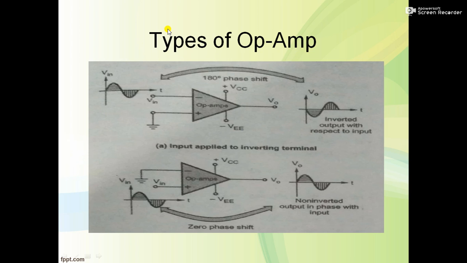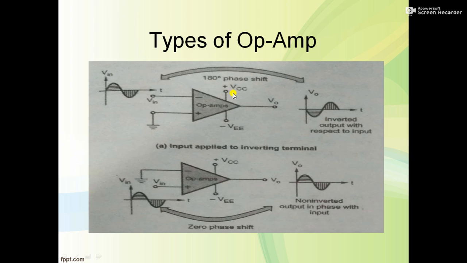The basic types of operational amplifier circuit. According to the input connection to the terminal, we are classifying into two types. If Vin is connected to the negative terminal, it is called an inverting amplifier. If Vin is connected to the positive terminal, it is a non-inverting amplifier. If Vin is to negative, then positive is grounded. If Vin is to positive, then negative is grounded.